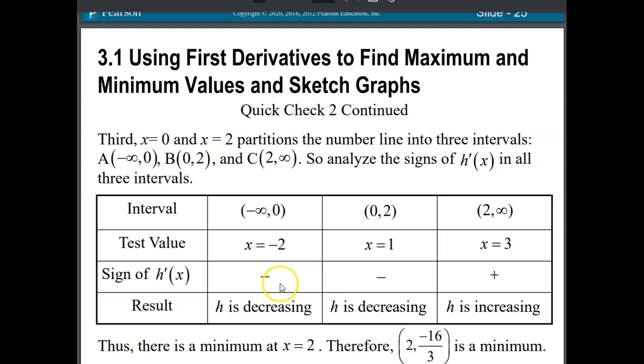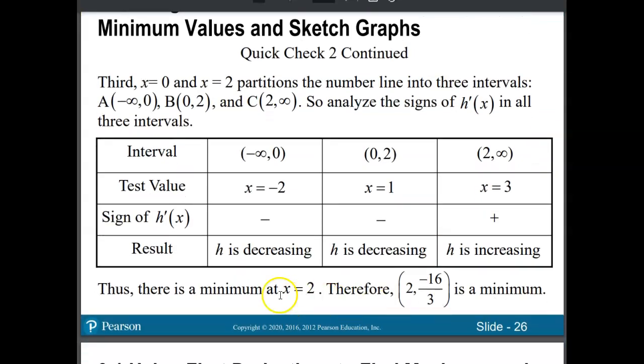Since there's no sign change here, it was negative and still negative, so moving down and continuing to move down, 0 is not a max or a min. There's no extreme value there. But at 2, the breaking point between these two intervals, it was decreasing, going down, and then increasing, coming up, which means it had to hit a min.